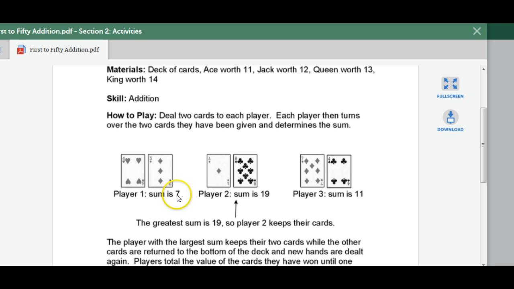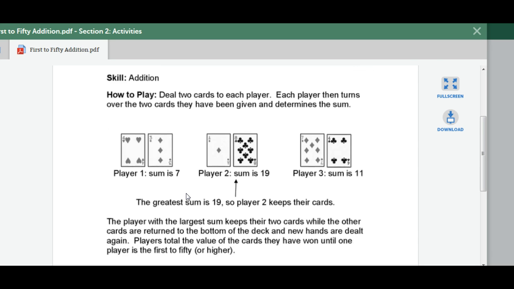Player one would start with 7. So if they flipped another 7, they would add on to that, so 14 would be their new score. Again, the first one to 50 would win, or the game would be done when it got to 50. And then whoever had the most cards would win.